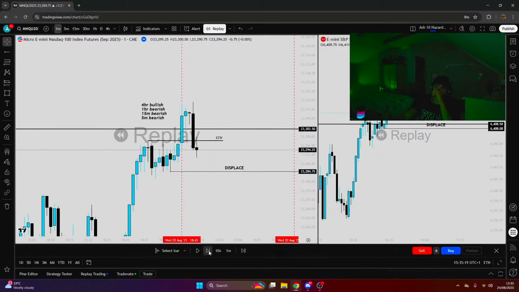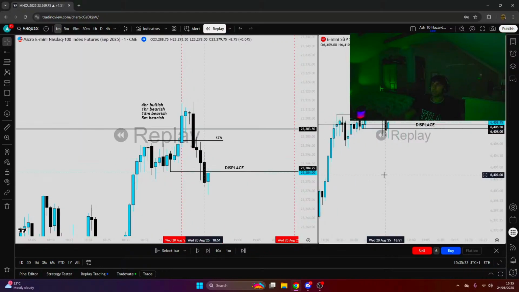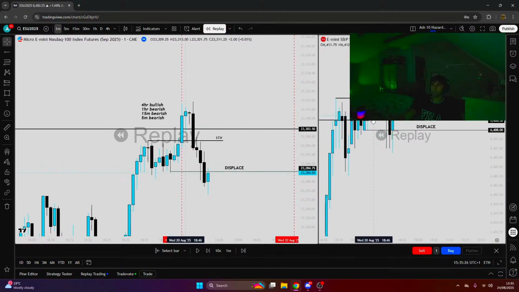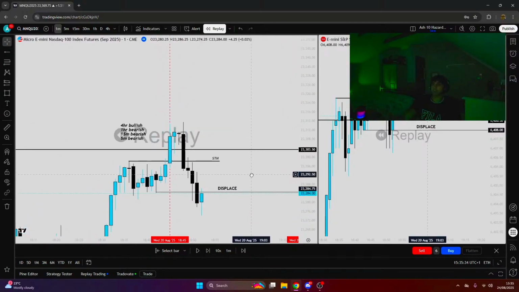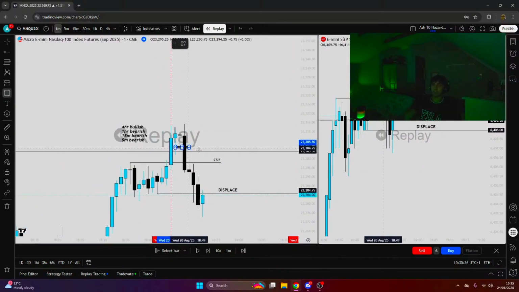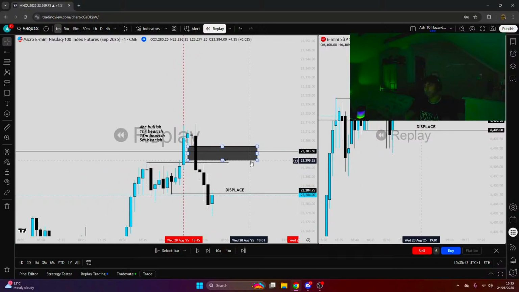Okay, so let's see if we get a displacement lower. So we've displaced on NQ, but no real displacement on ES. I wouldn't call that a displacement really. And we've got no fair value gap. And again, the exact same example I showed you guys. Fair value gap right here, but it's formed before we've even displaced. So this would not be valid to go short off.